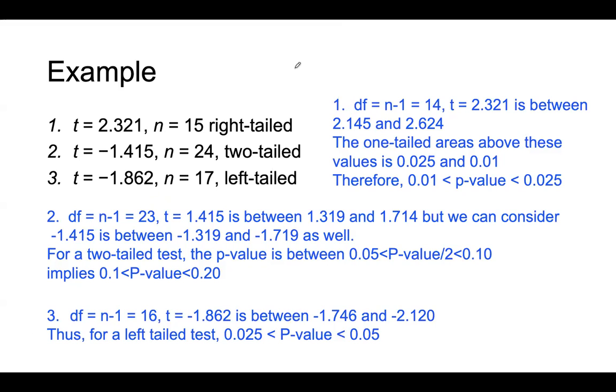Here are some quick examples of the differences. Suppose we have these critical values: 2.321 where n is equal to 15, and let's say we have a right tail test. So our degrees of freedom would be 15 minus 1, which is 14. And we can look this value up in the table to find the p-value approach if we wish.